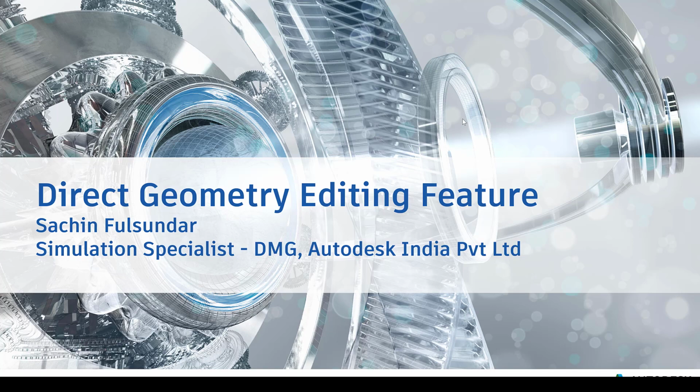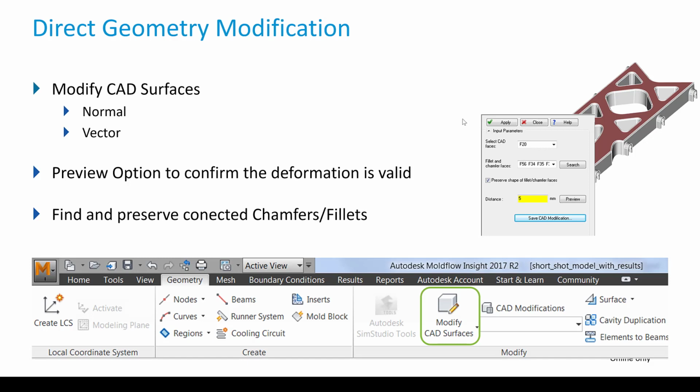In today's session, I'm going to discuss the direct geometry editing feature available in Autodesk Moldflow. Before I explore these features, I want to give a little introduction. This was introduced along with the release of Autodesk Moldflow 2017 R2. So what does it allow you to do? It allows you to modify the CAD geometry in normal and vector directions. We'll have a deeper look at it during the demonstration.